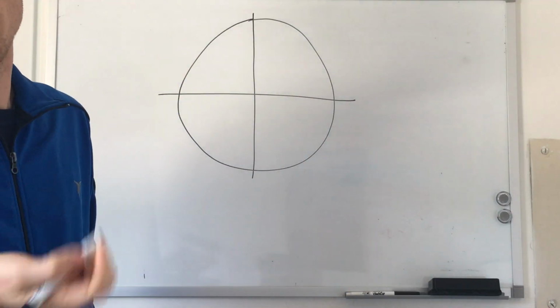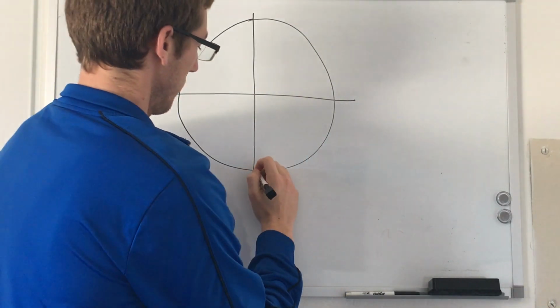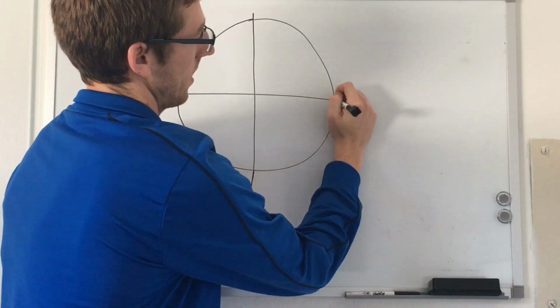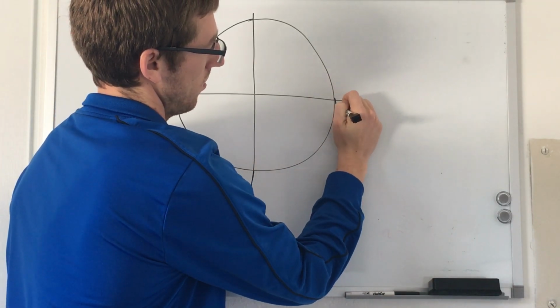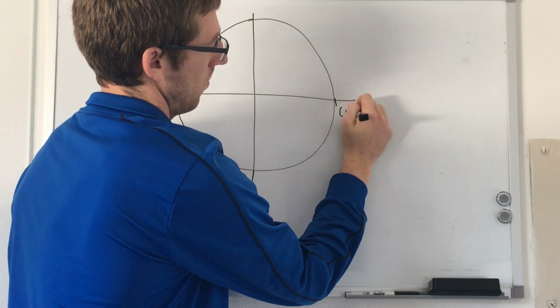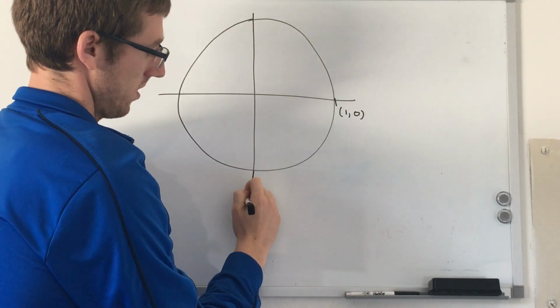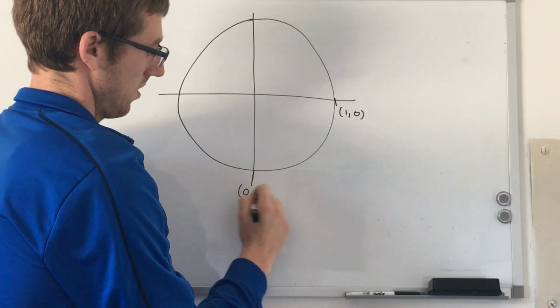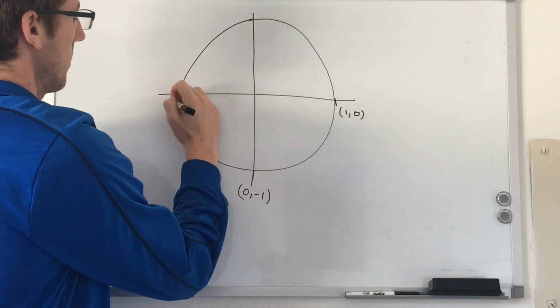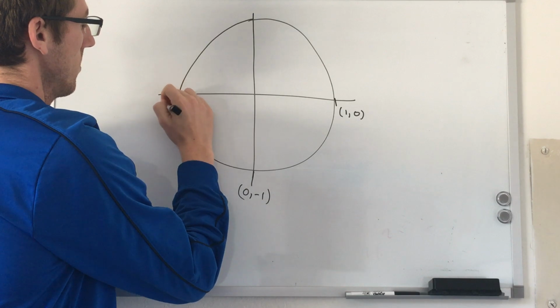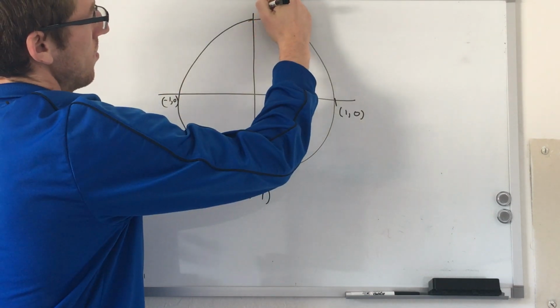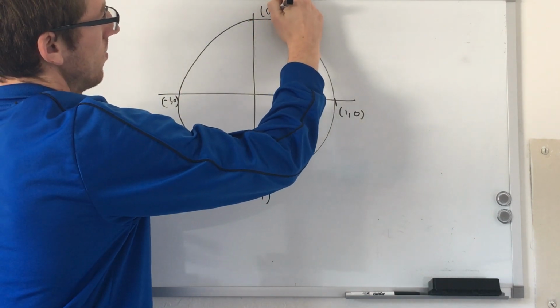So the reason we call it the unit circle, we had talked about this before with the complex numbers, is that this point right here is the point 1, 0, which makes this the point, what? 0, negative 1. That point there makes this the point negative 1, 0. And it makes this the point 0, 1.